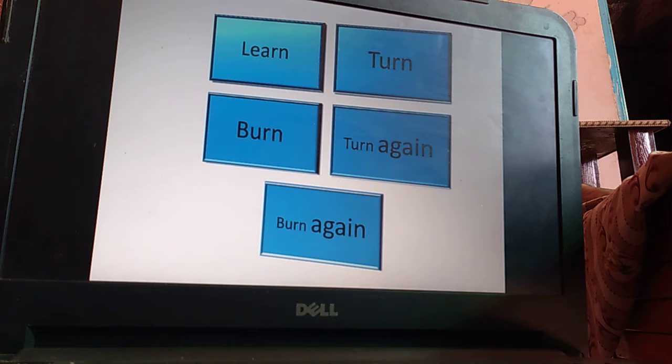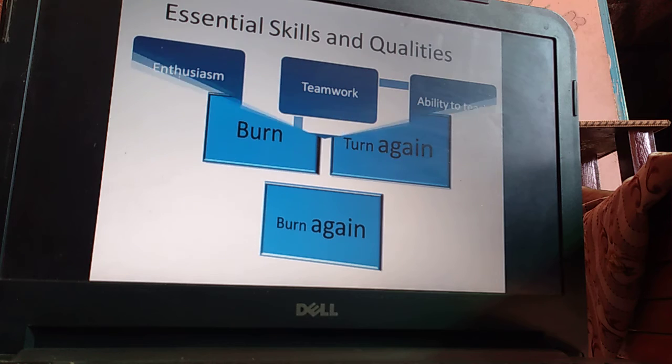You are going to burn it by education, and to turn it again, which means you are going to make your class a very effective class. And you are going to burn it again. That means you are going to motivate them, you are going to encourage them in order to understand, in order to learn in the best way, or in an easy way.